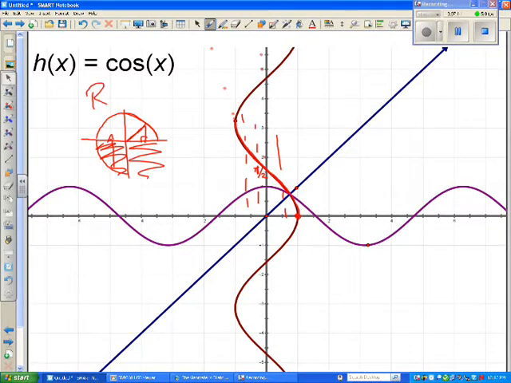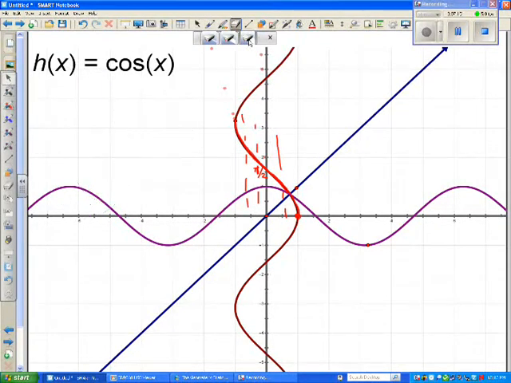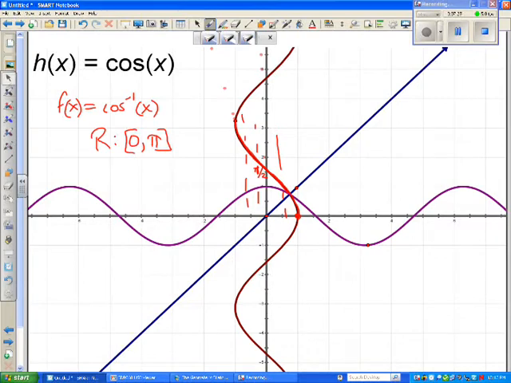That means the range for arc cosine, let me go ahead and write out arc cosine. So this is f of x. I have cosine inverse of x. The range for this needs to be restricted from 0 to pi, and that is because it needs to pass the vertical line test.